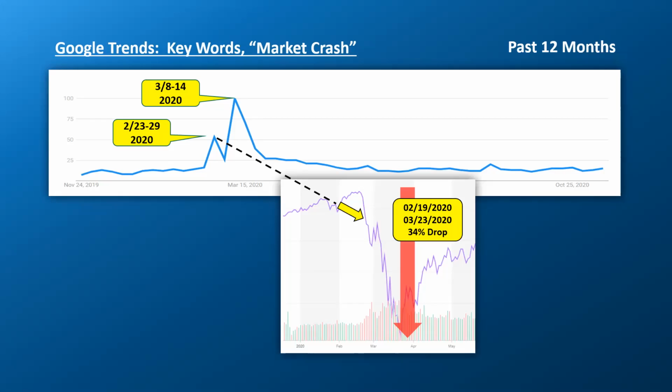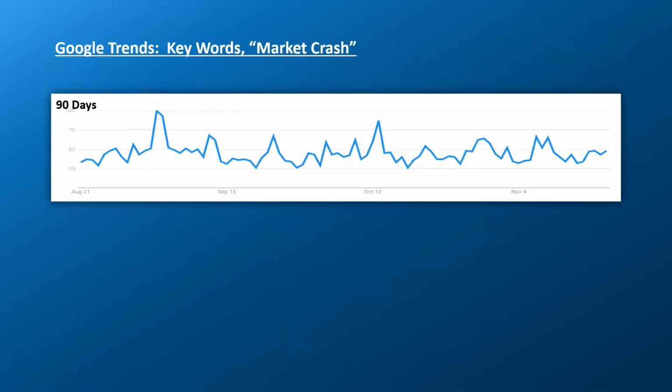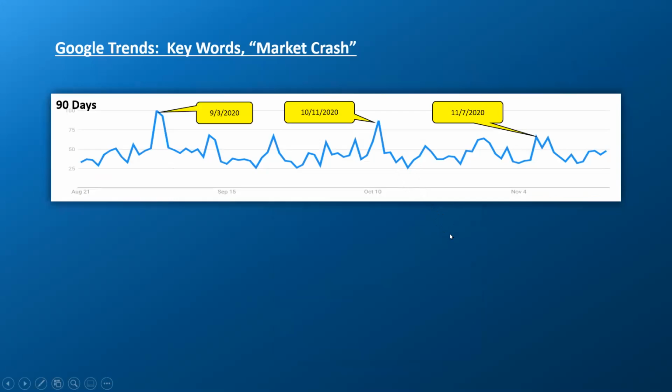You might say, I can't wait for a week to tell whether the market is crashing. I want to know every day whether the market is going to crash tomorrow. Yes, there's a way to do that in Google Trends. Let's look at the 90-day chart. On this chart, each day is represented by a point on the line. You see these peaks correspond to two market dips of 8% and 6% each.